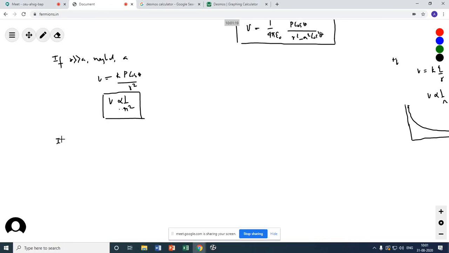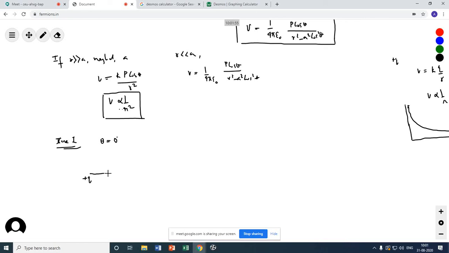Now, case 1, again here the same concept arises. If r is very less than a, you cannot neglect a. Then V has to be 1 by 4 pi epsilon naught, p cos theta by r square minus a square cos square theta. Simple. You cannot neglect it in that case. However, if r is extremely far compared to a, then you can easily neglect it. Now case 1: when theta equals 0 degree.